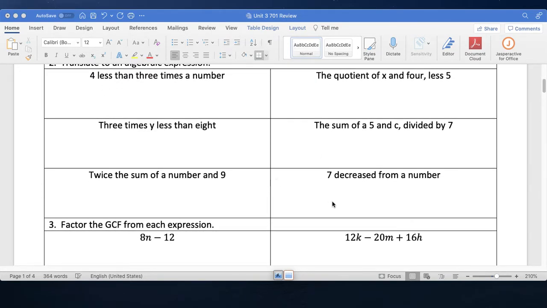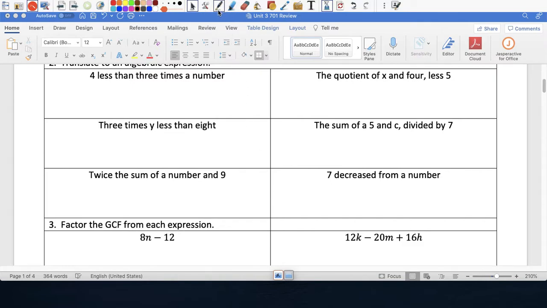Translating. So this one it should be okay. So 4 is 4. Less than is minus. 3 is 3 times a number. But remember, less than is a turnaround word, so this is going to become 3n minus 4, right? We're going to do a little switch. Quotient is division of x and 4, so quotient of x and 4. Less 5, less is subtraction, and then the 5. That's not less than, it's just less.